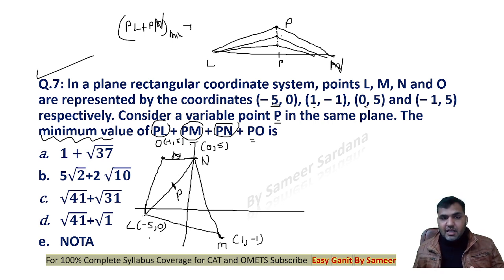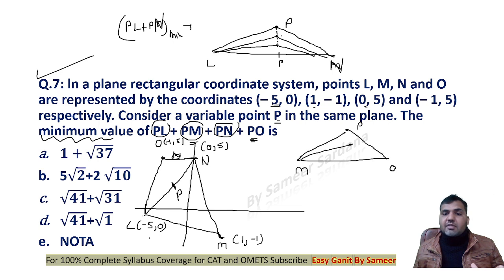Similarly, look at PM and PO, right? M and O are exactly opposite to each other. You can take a straight line from M to O. Now you see that if P lies here, this will be the length of PM plus PO. If P lies here, this will be the length of PM plus PO. But the minimum length of PM plus PO will be when P lies on the line joining M and O, right? So can I say P should lie on the line joining L and N and the line joining M and O.